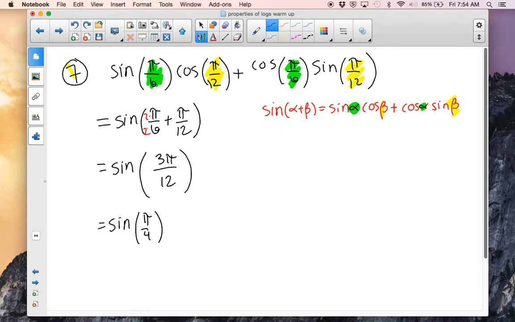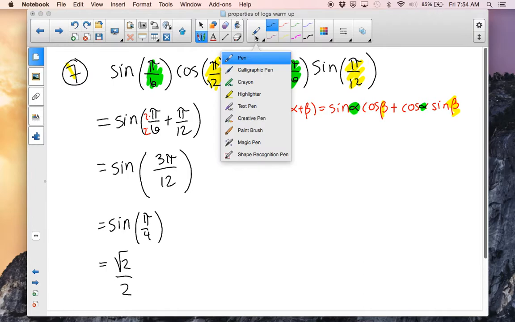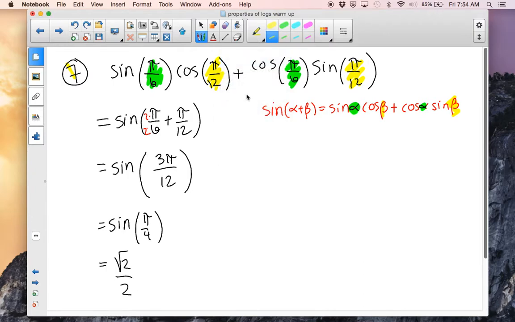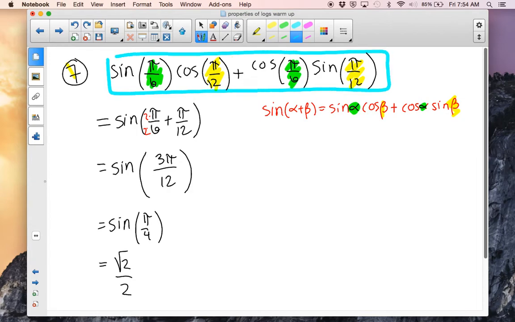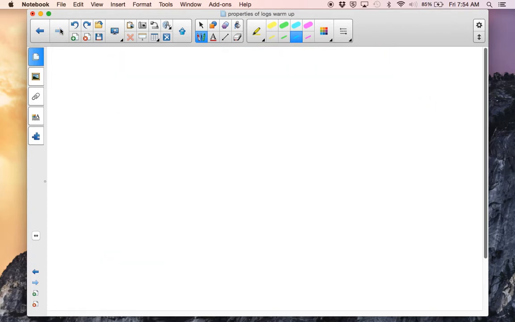And if you look on the unit circle, sine of pi over 4 is square root 2 over 2. So what we've done is we've shown that this first part, our original problem, this guy, equals square root 2 over 2. So these are actually easier. They look more complicated, but they're actually a bit easier than the other problems. Okay, now let's do one of these verifies on the back. We'll do an easy one. Let's just do the first one here.